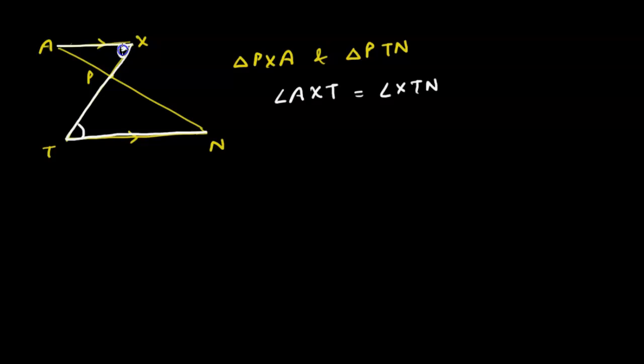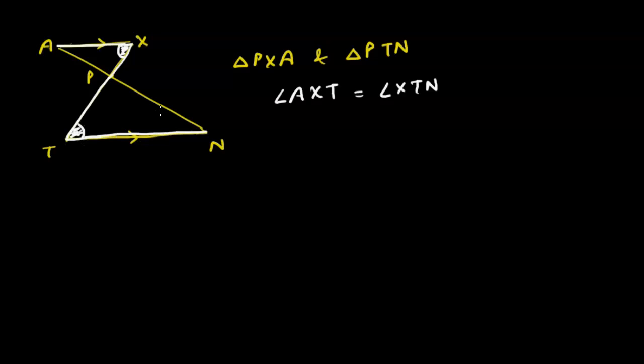Angle AXT is this angle and angle XTN is this angle. So we've got two angles equal, and we notice that this angle lies in this triangle and this angle lies in this triangle. So we are able to get one angle of each triangle equal to each other. Let's see if we can get the other angles equal as well.